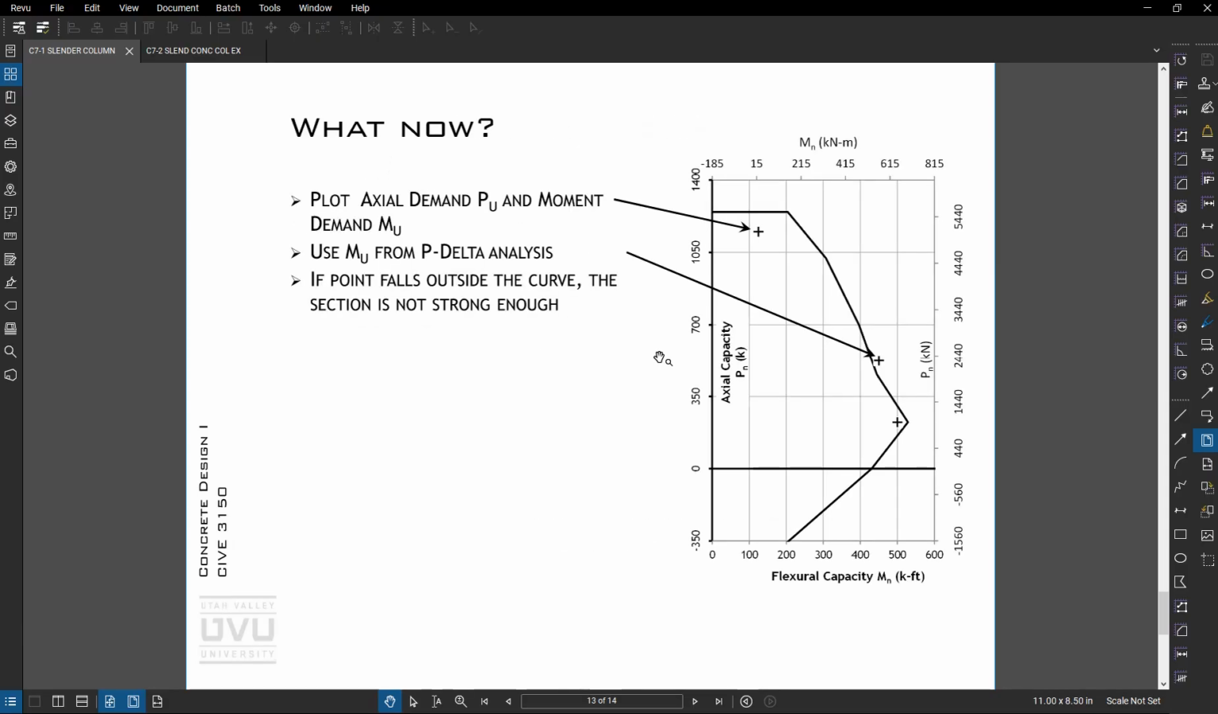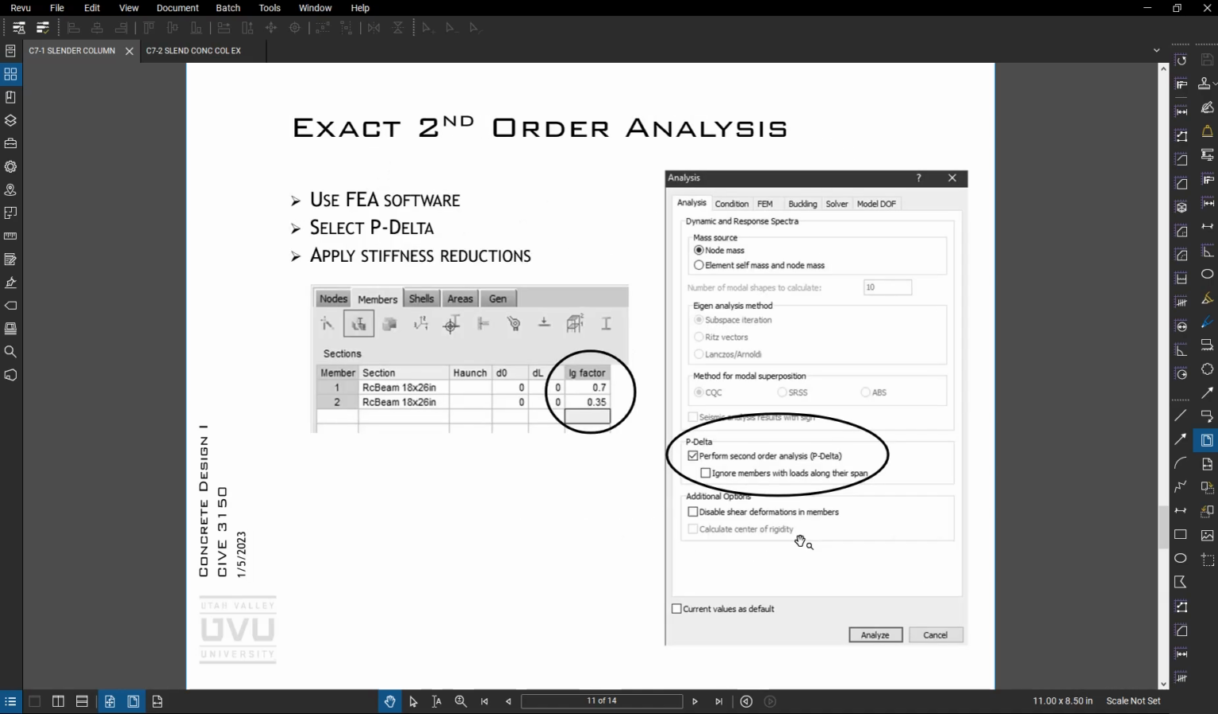And then what you do at the end is take this moment from the P-delta analysis and the axial force, plot those values, and see if they fall within the interaction diagram. So the whole development of the interaction diagram stays the same, whether we're looking at a slender column or not. What changes is how we calculate the amplified moment from the deflection of the columns. All right, that's that. Enjoy, and we shall talk more in class.